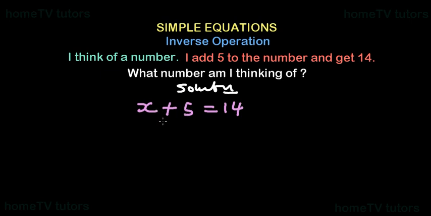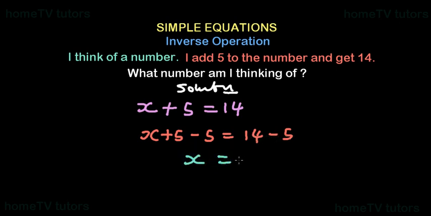So we subtract 5 from both sides. Minus 5 on the left hand side, on the right hand side as well, minus 5. On the left hand side we're left with x, on the right hand side 14 minus 5, which will give us what? 9. So the number that I am thinking of is 9. Let's treat another example.